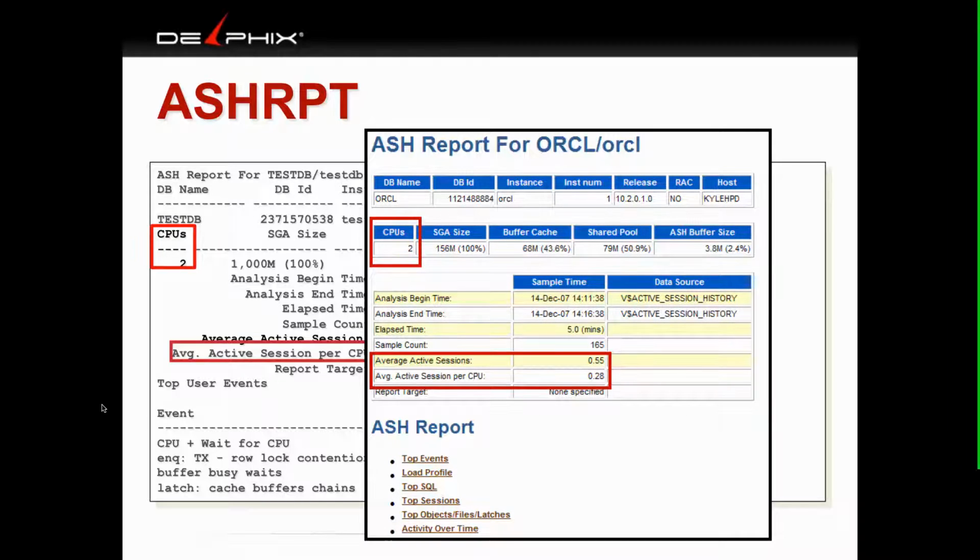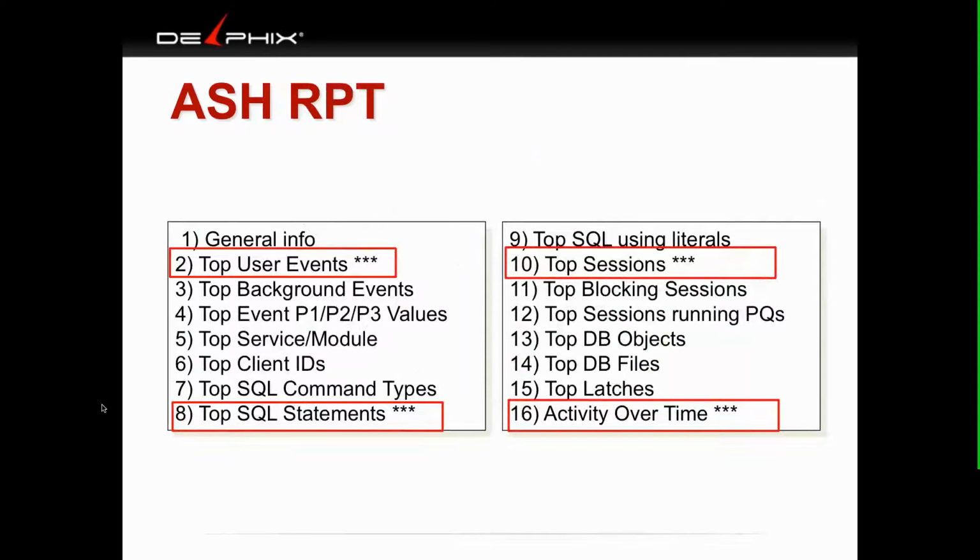You can also output the report in HTML if you want, same information. The report has these 16 different areas. I sort of marked the ones in red that I find important. What we just looked at, top user events. You can also see top SQL, top sessions. And then we can see what's like a load chart.